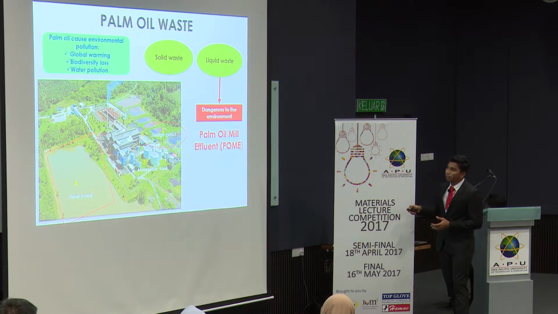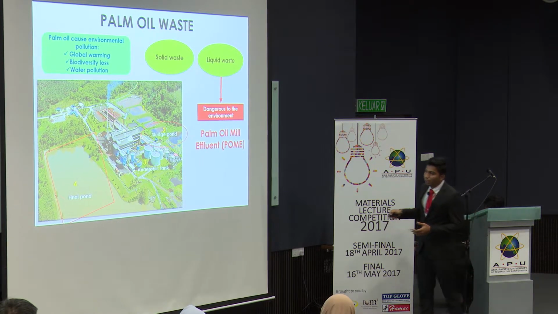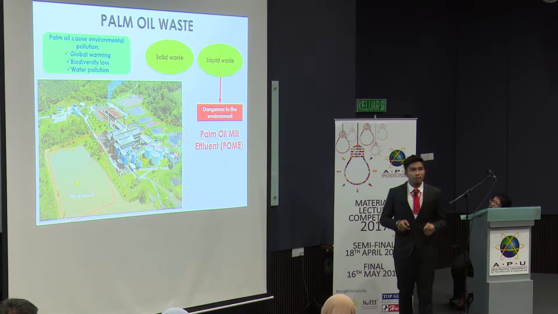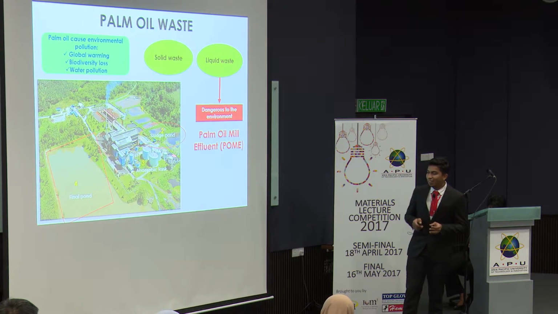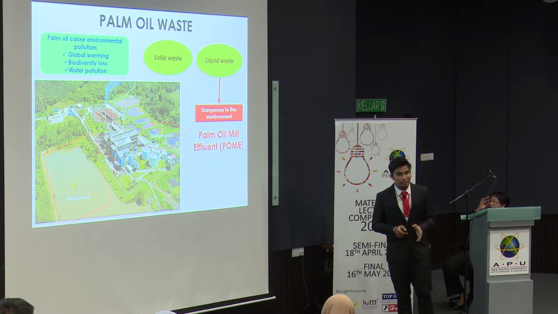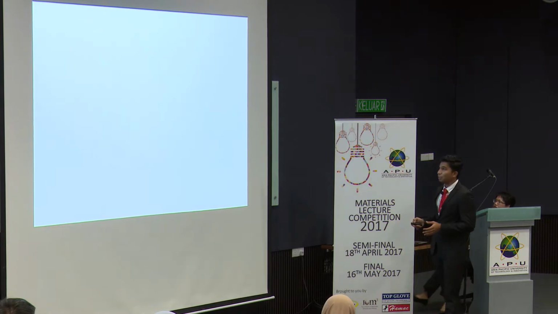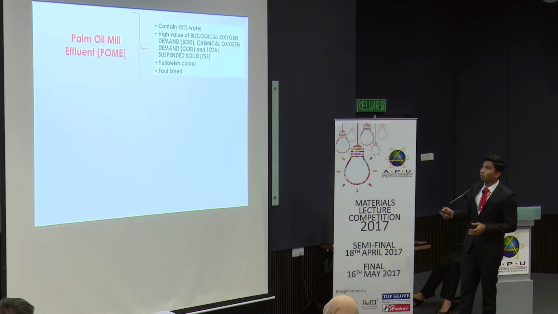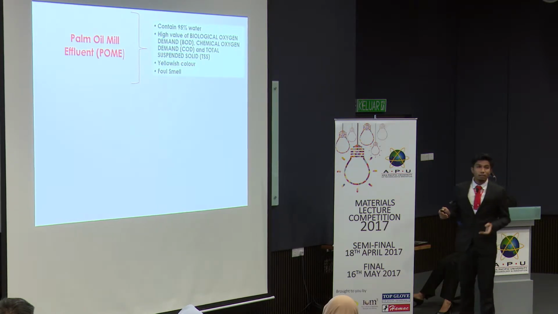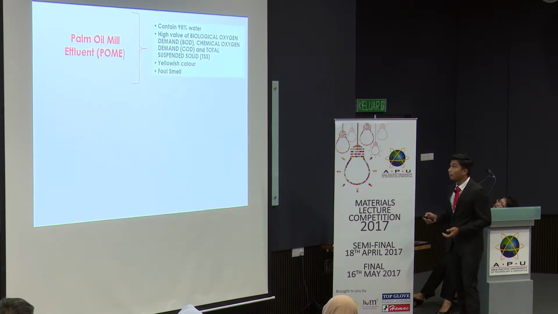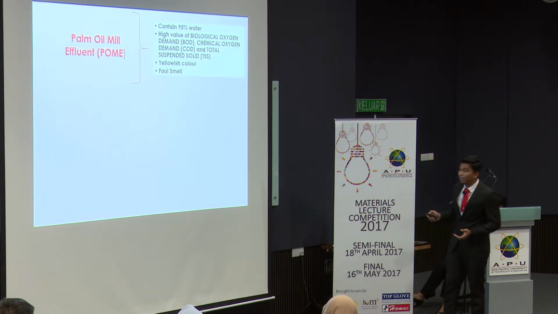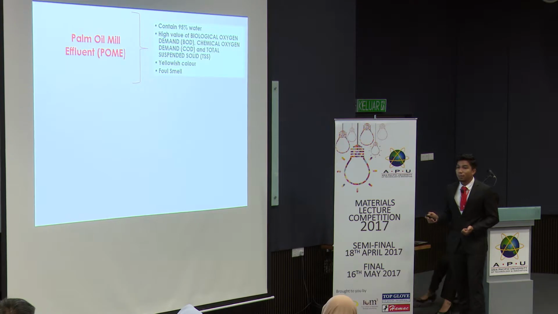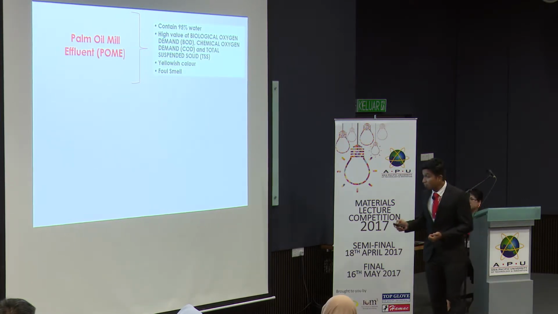Although there is a series of treatments before the POME reaches the final pond, however, the characteristic of the POME inside the final pond is still considered dangerous to the environment. This is because the palm oil mill effluent contains 95% water, and has high values of biological oxygen demand (BOD), chemical oxygen demand (COD), and total suspended solids (TSS). It is yellowish in color and has a very foul smell.